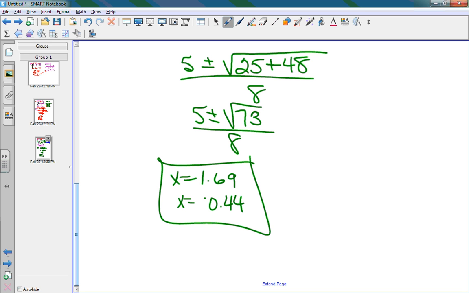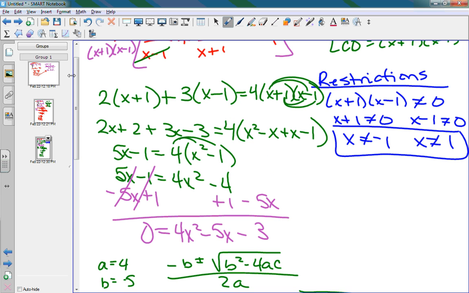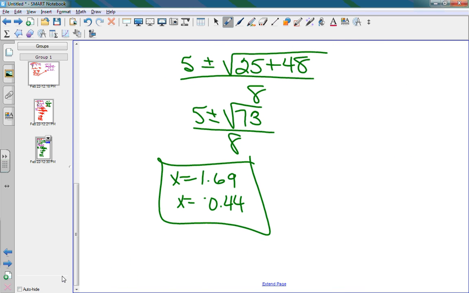Now, you just totally ignored my restrictions. I don't know if those are doable answers. They are. How do I know? Because I go back up to my restrictions, and my restrictions say it cannot be 1 or negative 1, which means, are those legal? Yes. Is that a negative? It is a negative.